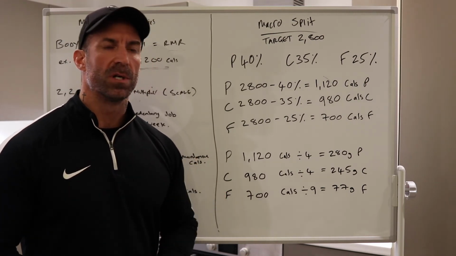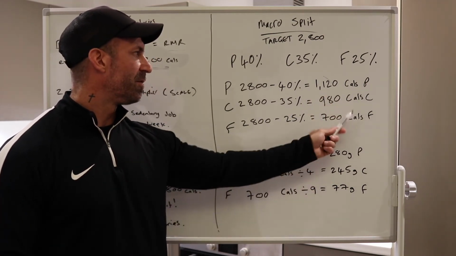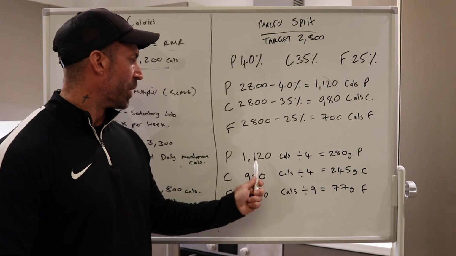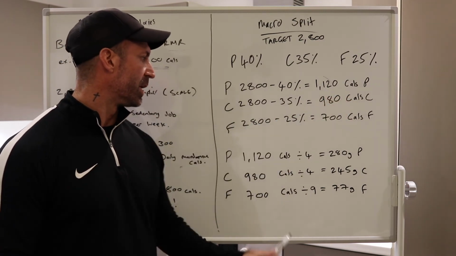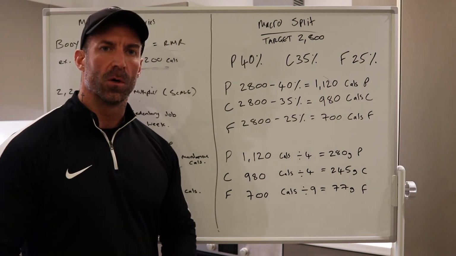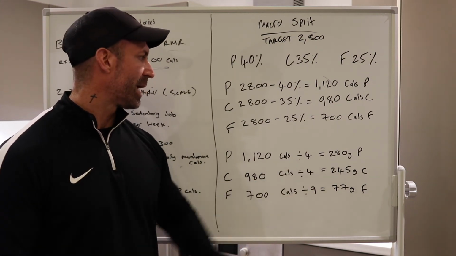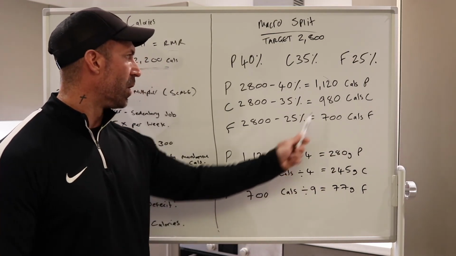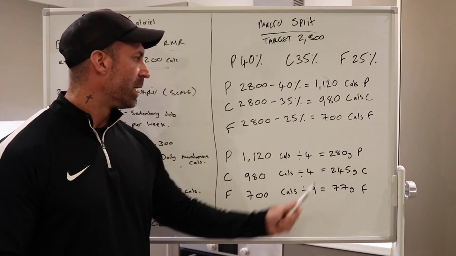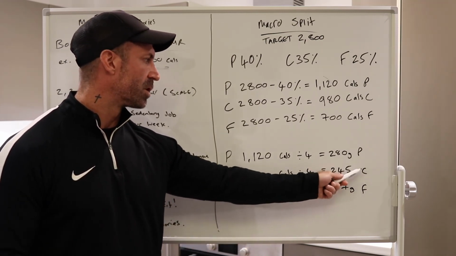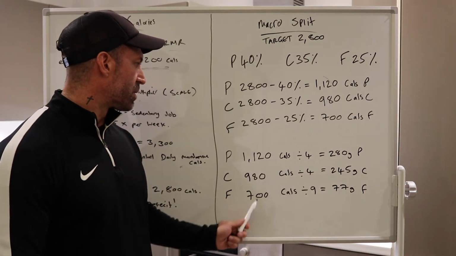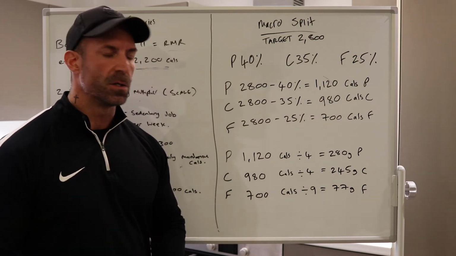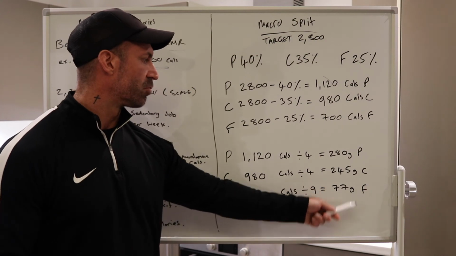Now that we know how many calories we need for our proteins, carbs and fats, we need to put that into actual grams of food. Again, let's start with the proteins. We're going to take our 1,120 calories from the proteins, divide that by 4, because in every 1 gram of protein, you've got 4 calories. This equals 280 grams of protein. With the carbs, we take our 980 calories divided by 4 equals 245 grams of carbs. Same for the fats, 700 calories divided by 9, because in every 1 gram of fat, you've got 9 calories, equals 77 grams of fats.